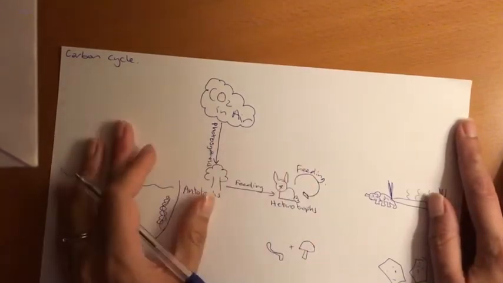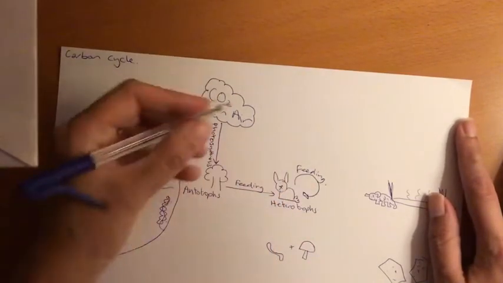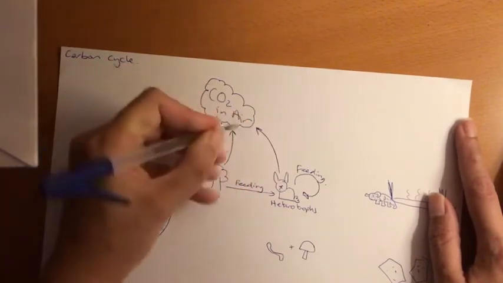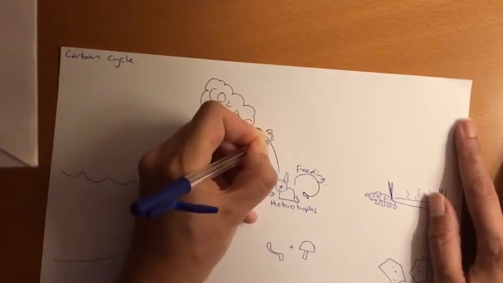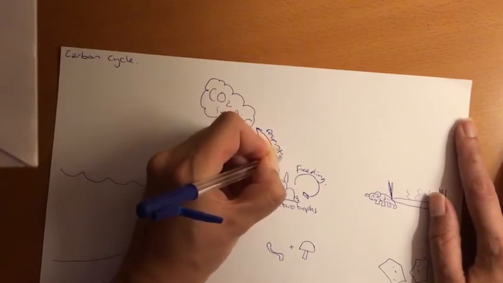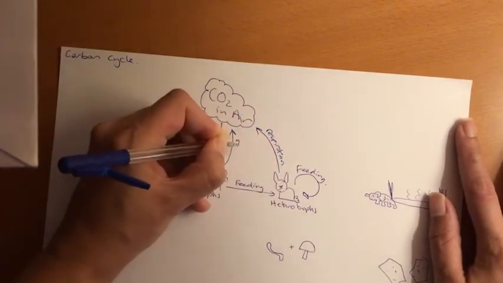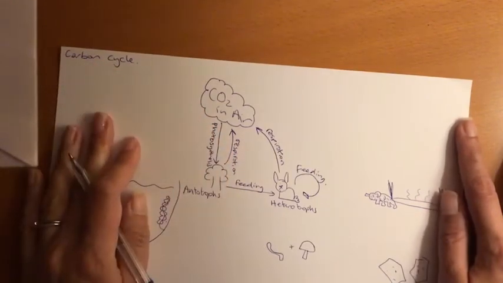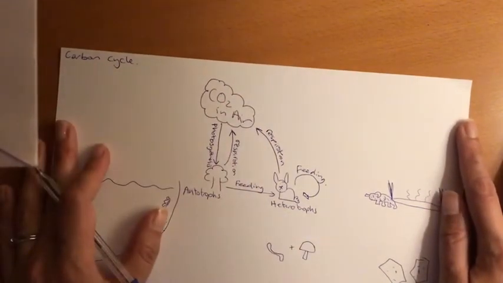Now, at each stage, some of the carbon is lost back into the atmosphere. And this is through the process of respiration that occurs in the mitochondria. Okay, so that's the first part of our cycle.